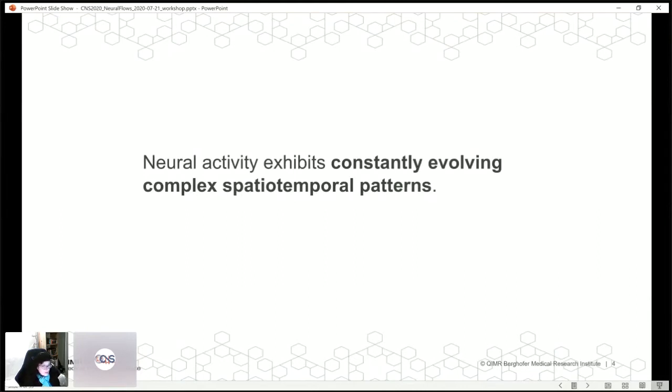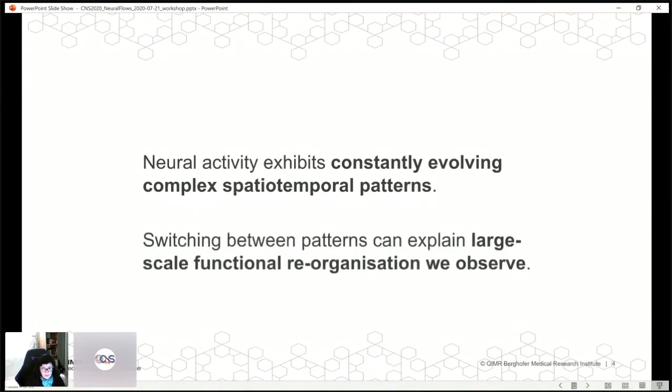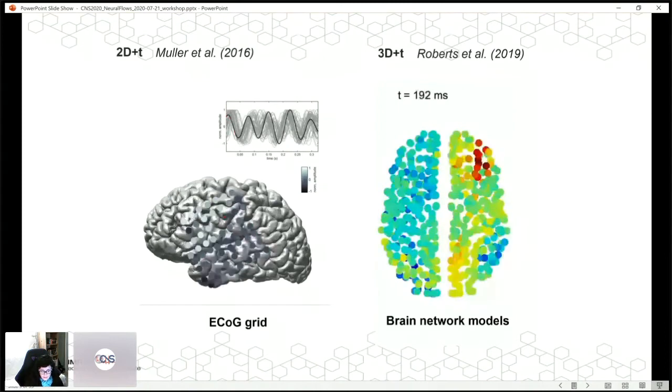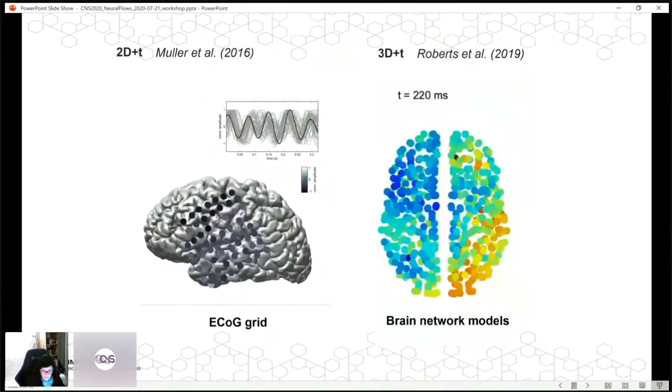We know from neuroimaging data that neural activity exhibits constantly evolving complex spatiotemporal patterns. And there is switching between these patterns, and this can explain the large scale functional reorganization we observe. And we call these spatiotemporal patterns waves, or sometimes brain waves, to qualify a little bit where they are coming from.